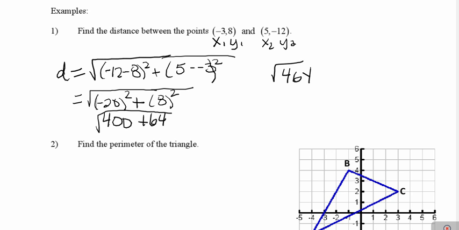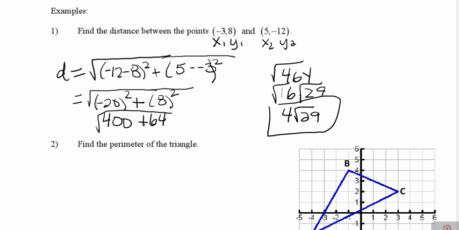And I can reduce this square root. So I get 16 times 29. And the reduced answer would then be 4 square root 29. So that's your final answer. Always reduce the square root if you can. So that's a very straightforward example.